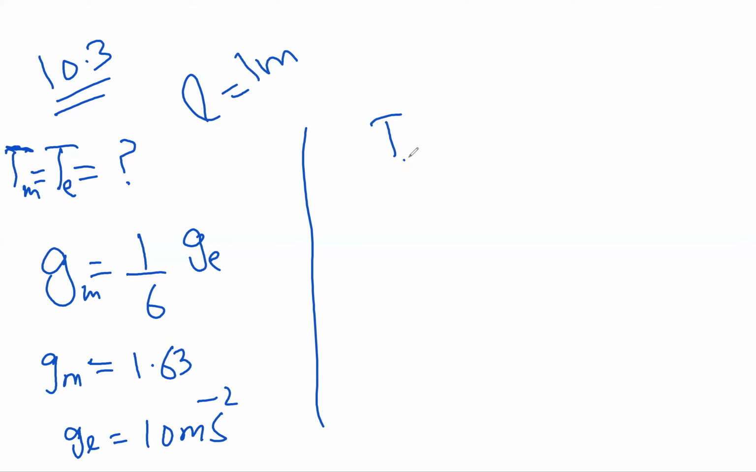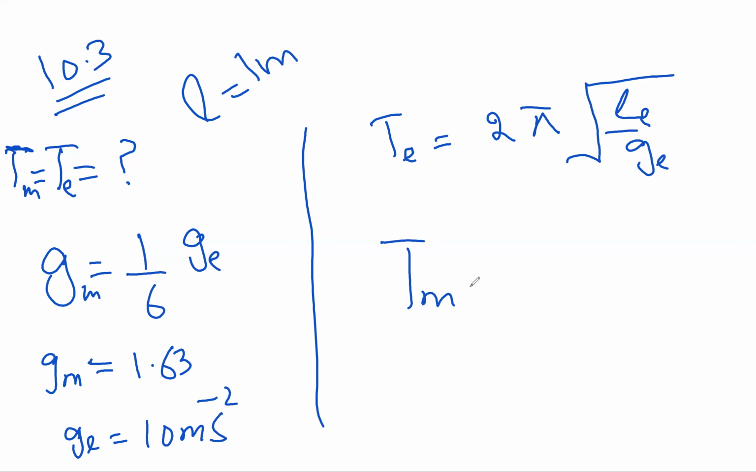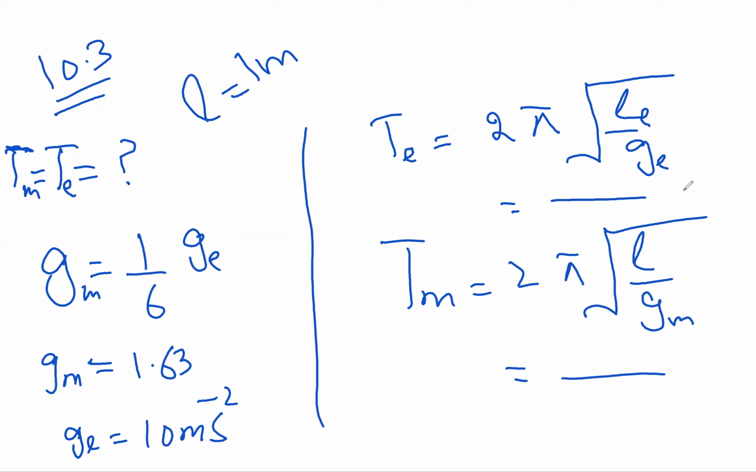Time period on Earth's surface is equal to 2 pi under root L by ge. Length remains the same for both. And time period on the Moon's surface is equal to 2 pi under root L divided by gm. Put the values, you will get the time period.